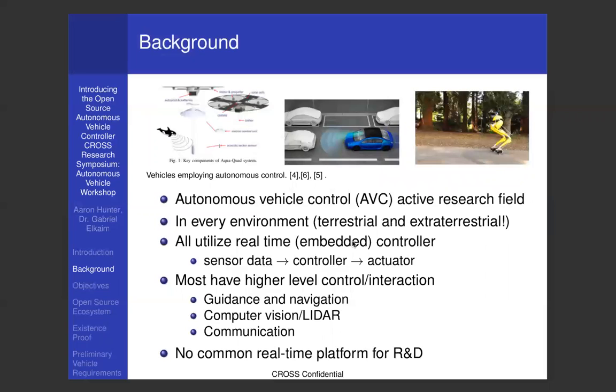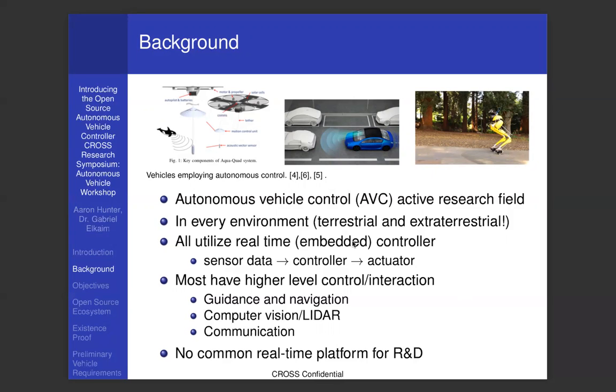So by way of background, autonomous vehicle control is obviously a very active research field. You can see in the images above 3 very different types of vehicles, from the UC Berkeley legged robot on the upper right to an autonomous vehicle in the middle picture to a novel water-going quadcopter that's being developed down in Monterey. They exist, of course, in pretty much every environment, both terrestrial and extraterrestrial, if you want to consider spacecraft as well as the Mars rover, for example.